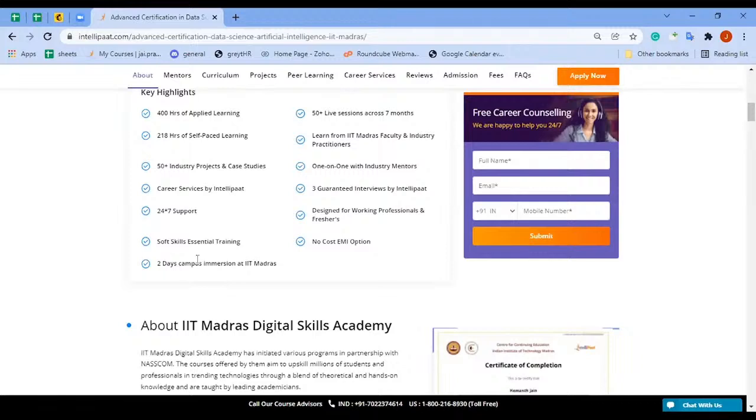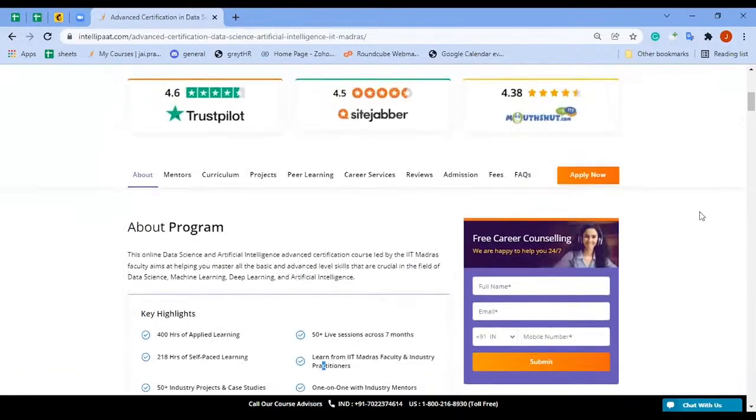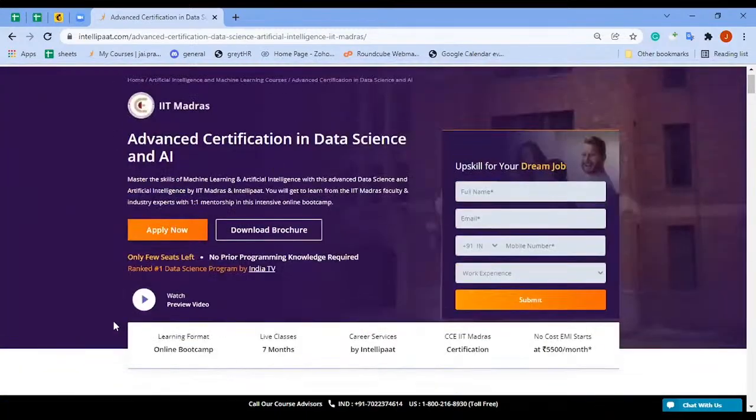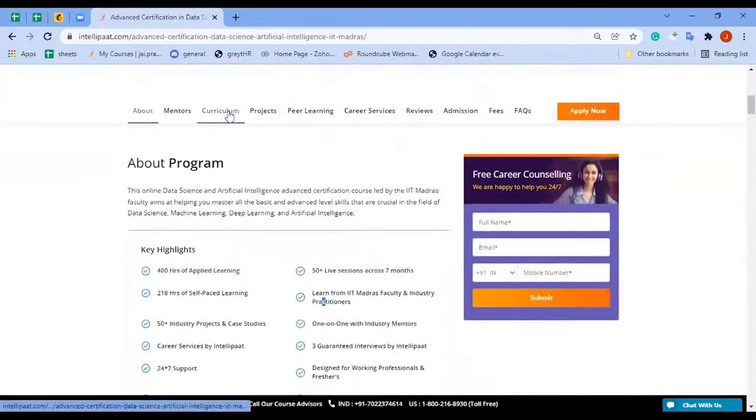Now, the dates of the immersion will be informed at least 2 months in advance so that you can plan it. All right. And the travel and accommodation will be at the learner's cost. And the food will be provided in the campus for both the days. Okay. So I believe I've explained the curriculum, the duration and how the course will be conducted. Again, the batch timings are Saturday, Sunday, 8 to 11 in the evening.